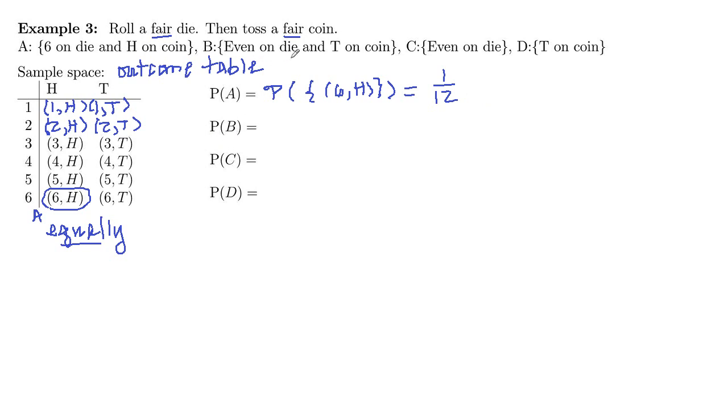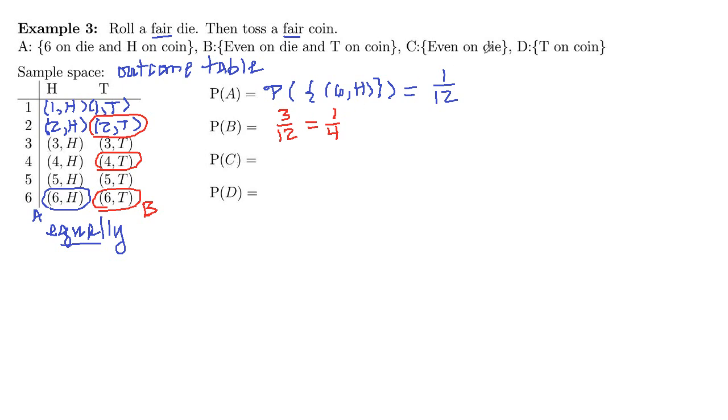Probability of B, so even on the die, tails on the coin. So even on the die, let me do this one in red. Even on the die, tails on the coin, that would be 2 tails, or 4 with the tails, or 6 with the tails. So that's the event B. And so the probability of B, well, we've got 1, 2, 3 sample points in B out of 12 sample points that are equally likely, so 3/12, 1/4, or 25%.